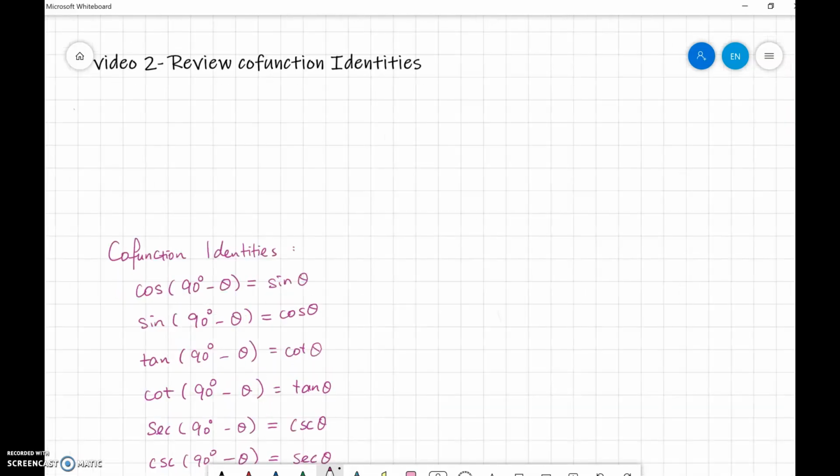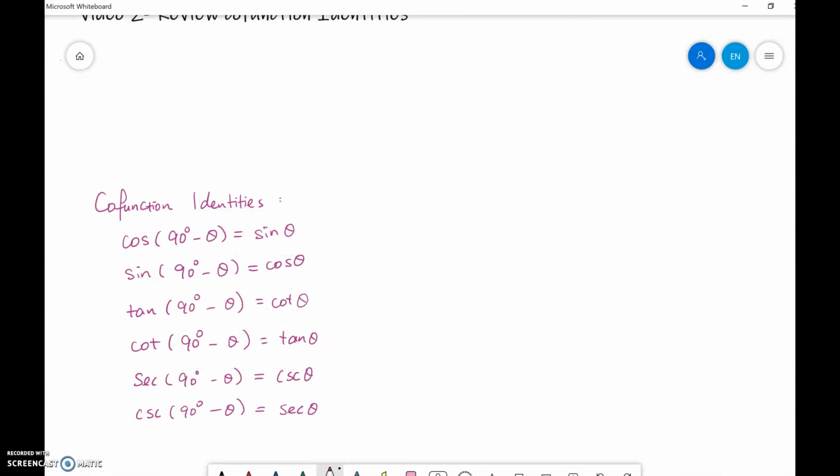So here are the cofunction identities. Cosine of 90 degrees minus theta equals sine. Sine of 90 degrees minus theta equals cosine. Tangent of 90 degrees minus theta equals cotangent. Cotangent of 90 degrees minus theta is equal to tangent. Secant of 90 minus theta equals cosecant, and cosecant of 90 minus theta equals secant. So pretty much it means if I'm shifting my values, for example the cosine value, by 90 degrees, I'm going to get the sine value.